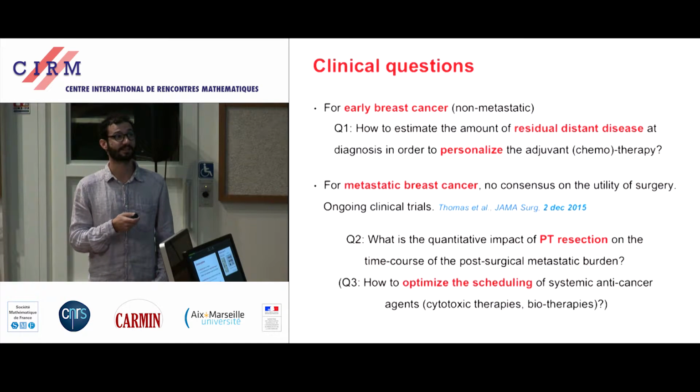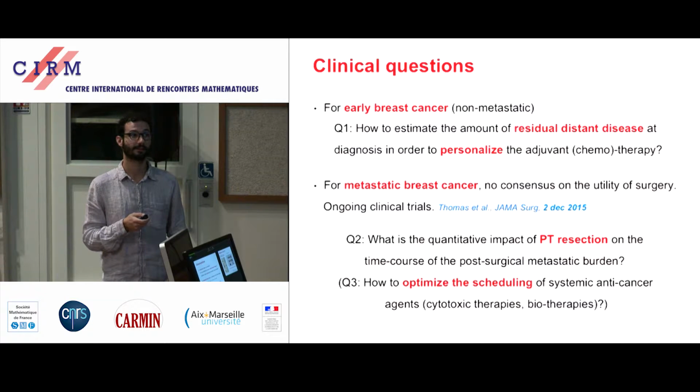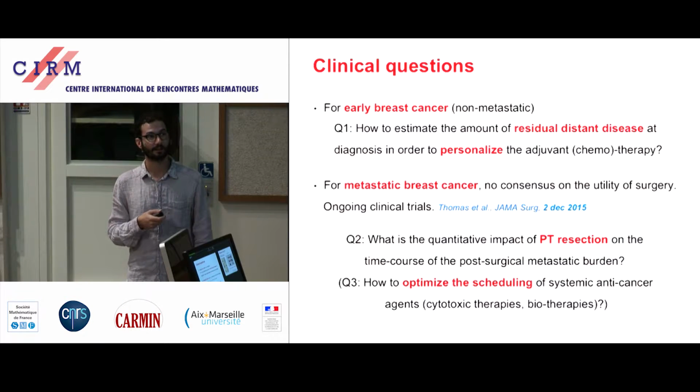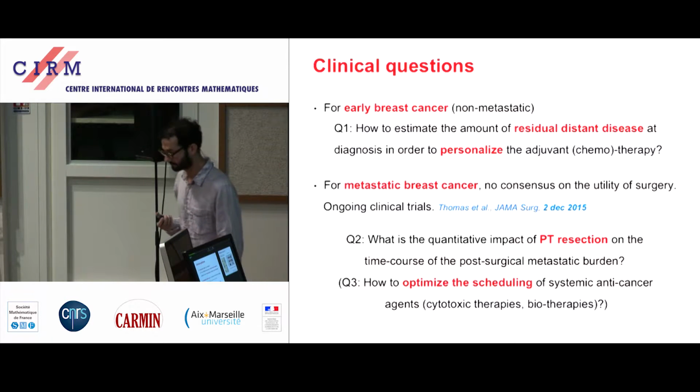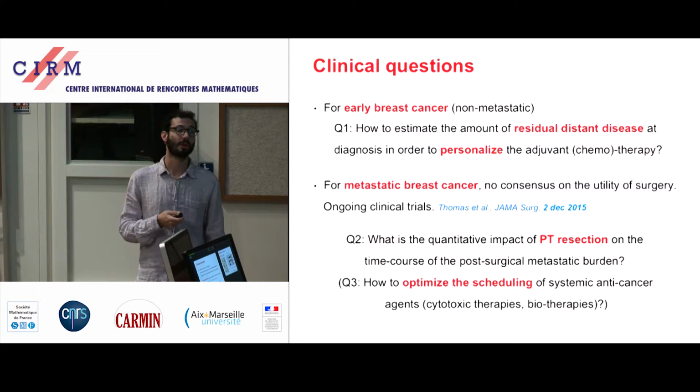And for metastatic breast cancer, when it has already spread, there is as of today no consensus on the utility of surgery. There are actually ongoing phase 3 clinical trials, and there is a very recent paper addressing this issue and stating that this is still an open question. There is a big phase 3 trial by the ECOG that is ongoing. So we still don't know if it's beneficial for the patient to remove the primary tumor or not.